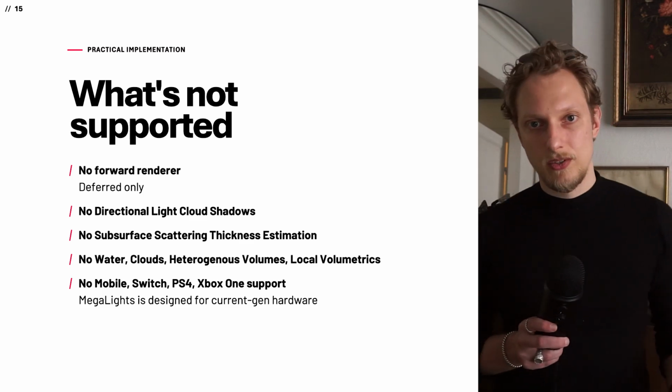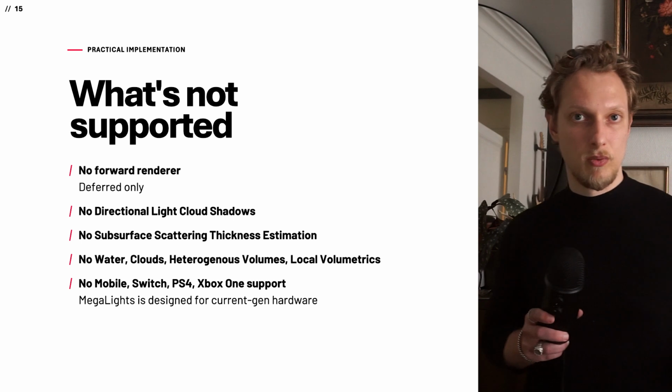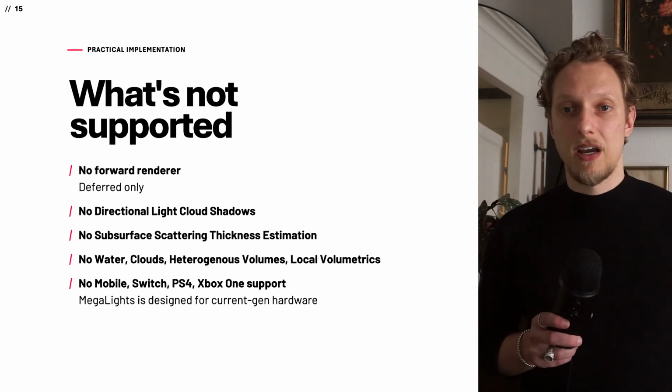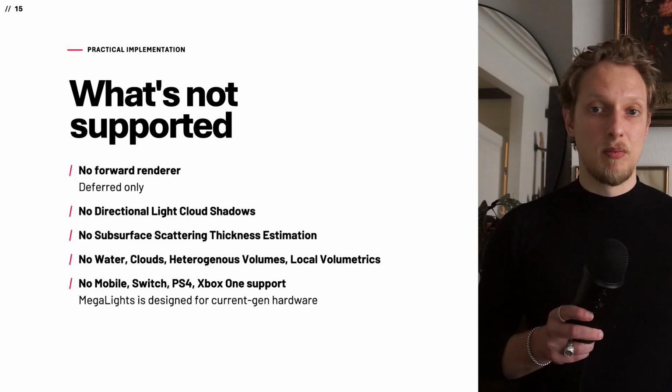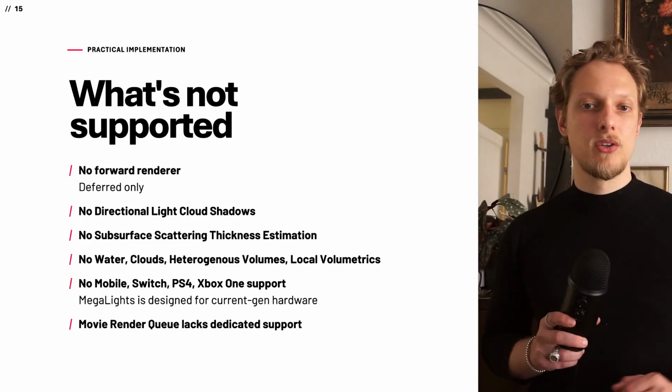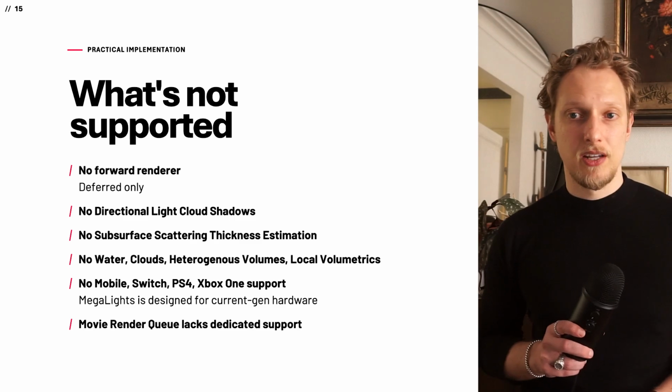Also keep into account that mobile, the Switch, PlayStation 4, and Xbox One are not supported. MegaLights targets hardware ray tracing capability on PC and on current-gen consoles. The movie render queue also doesn't have dedicated MegaLights support yet. For high-quality renders, use TSR as your anti-aliasing method or set the temporal sample count to around 8. Both approaches resolve the stochastic lighting pretty decently in an offline context.